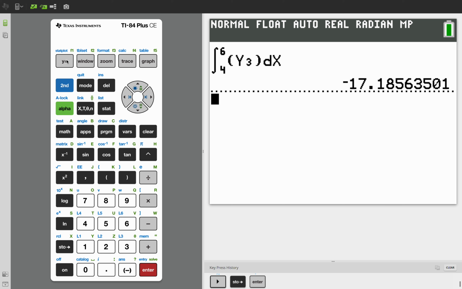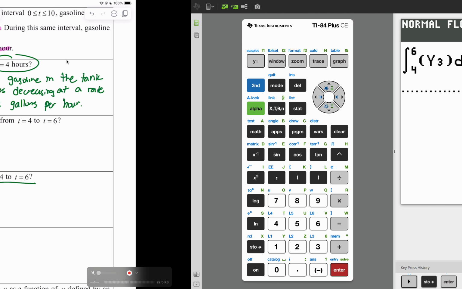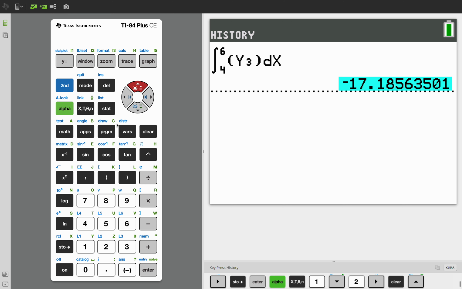So instead of E of t minus L of t dt, I'm also going to include 225. So that is your setup there for part C. And what you're going to do is just type in all of that into the calculator. Notice how here my E of t minus L of t is y3. So here you could just say 1/2 the integral. Oh, well, let me just do this.